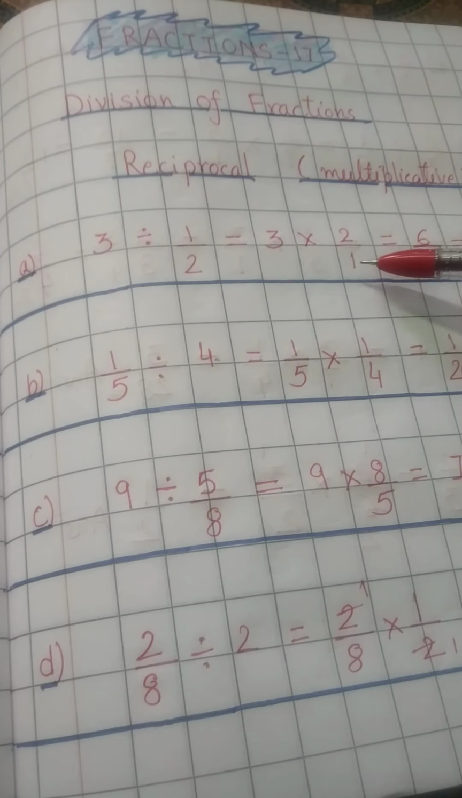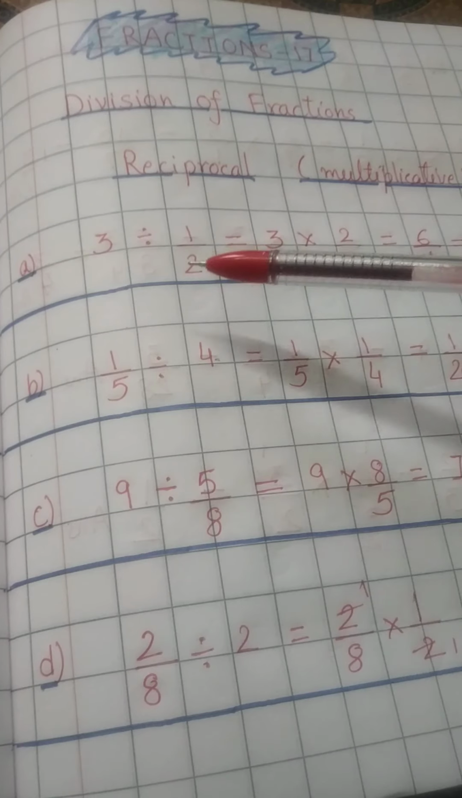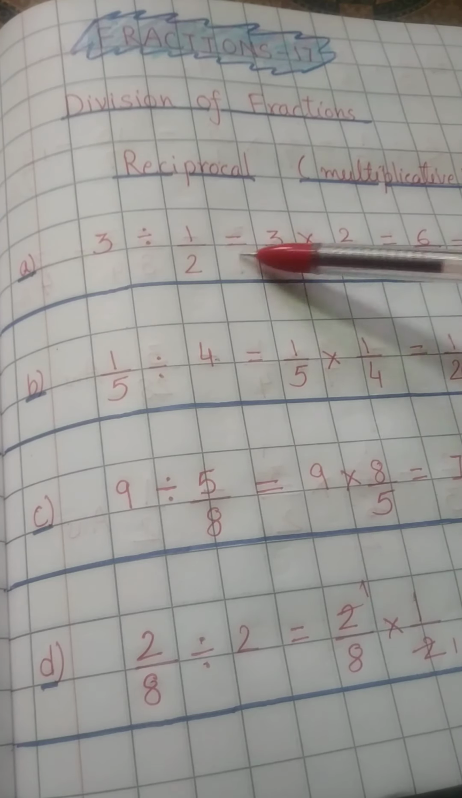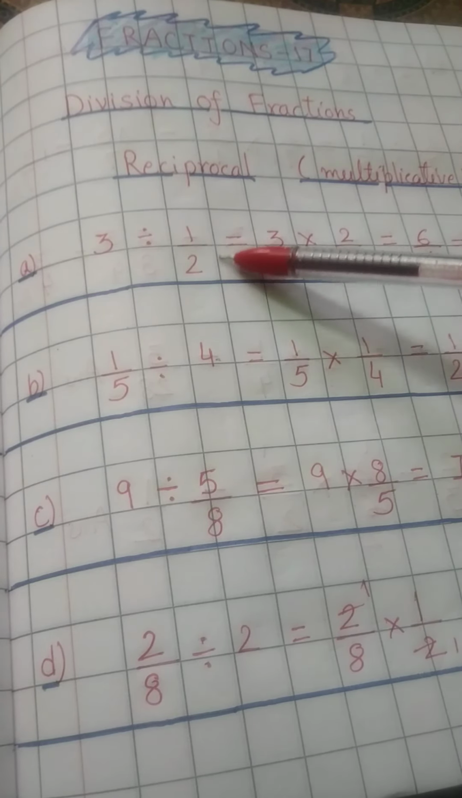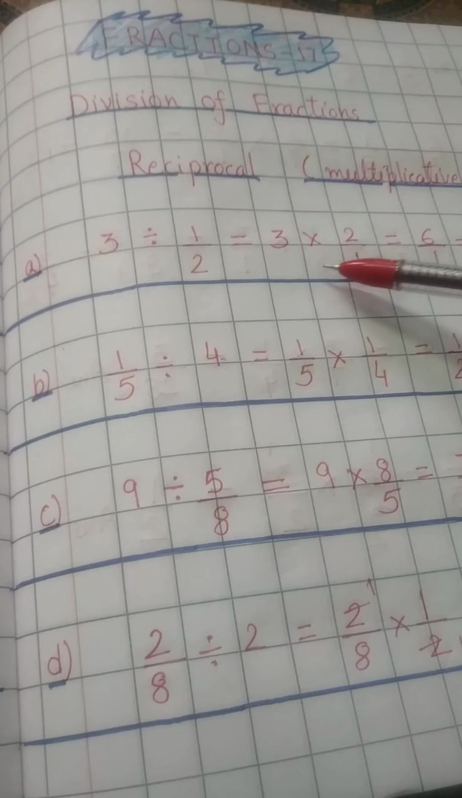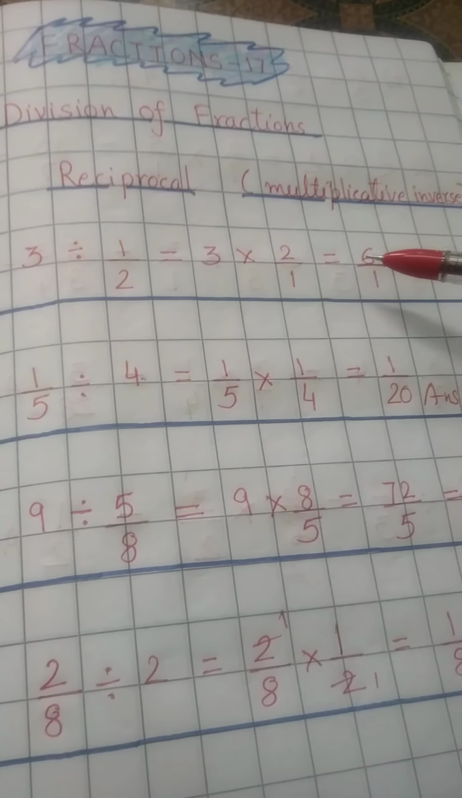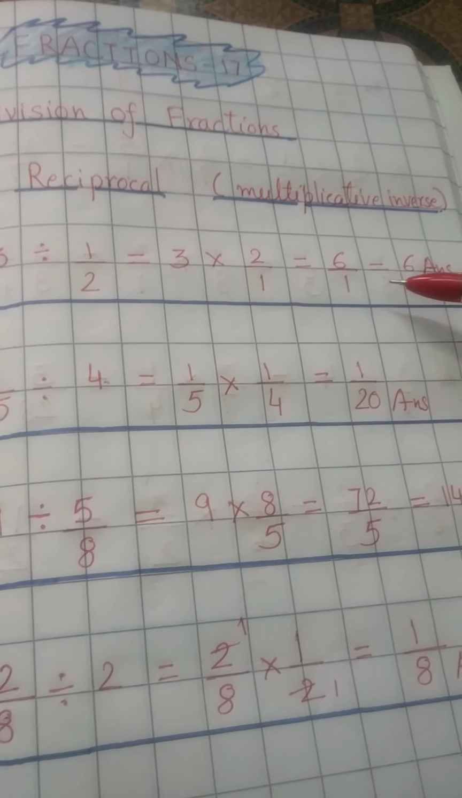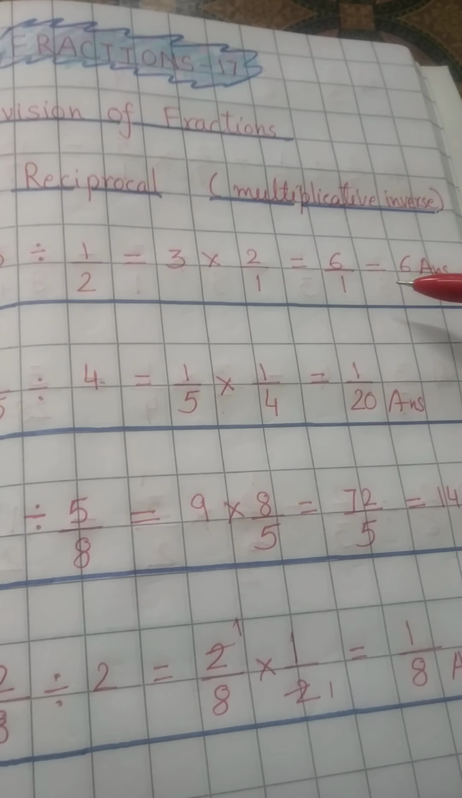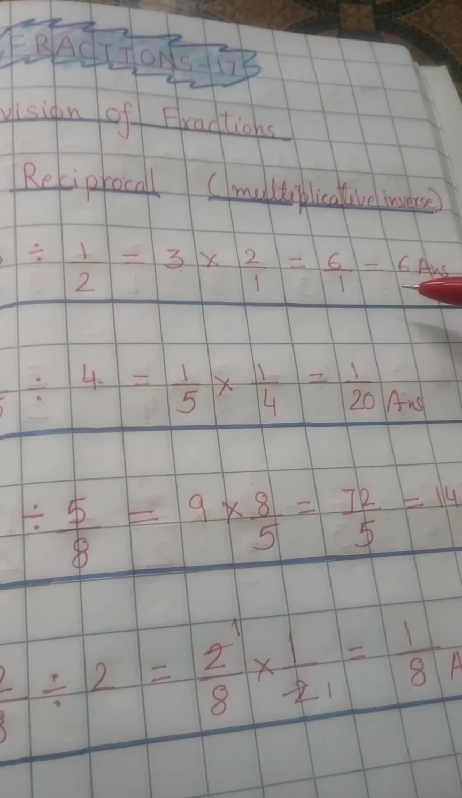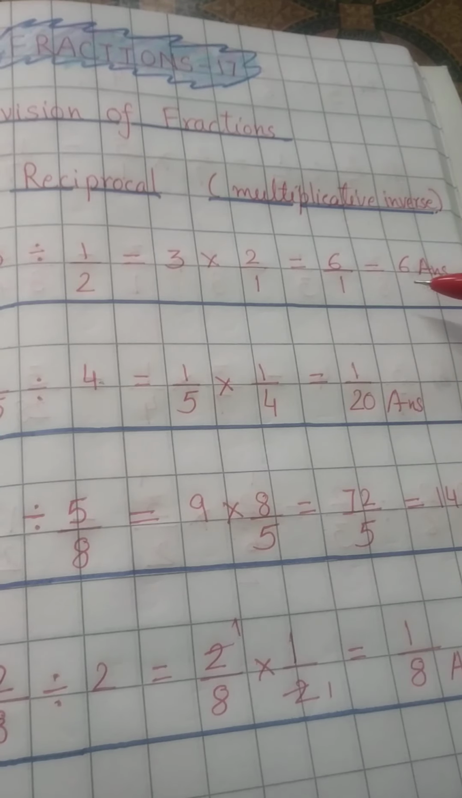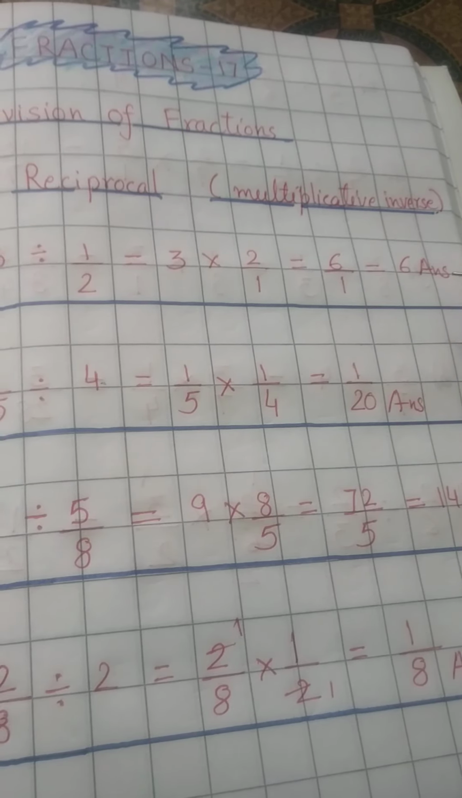So this is the reciprocal. So 3 into... in division we change the division sign into multiplication and reverse the position of the fraction. So 3 into 2 upon 1, and then it becomes 3 2s are 6 upon 1, and 1 is understood. No need to write 1 in the denominator, so we will write only 6, and 6 is the answer.